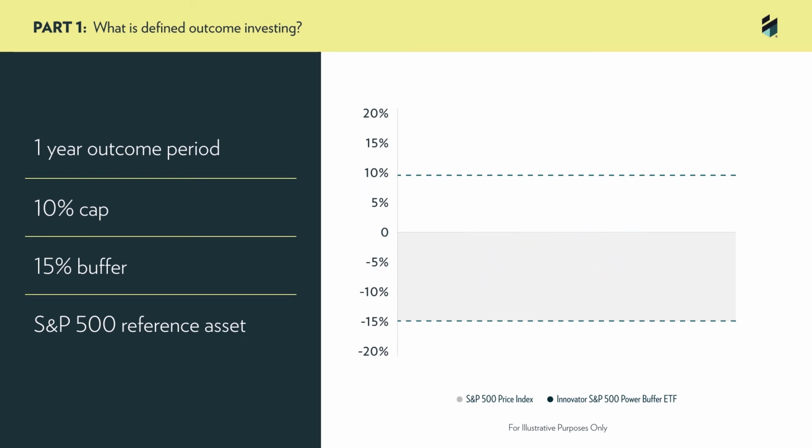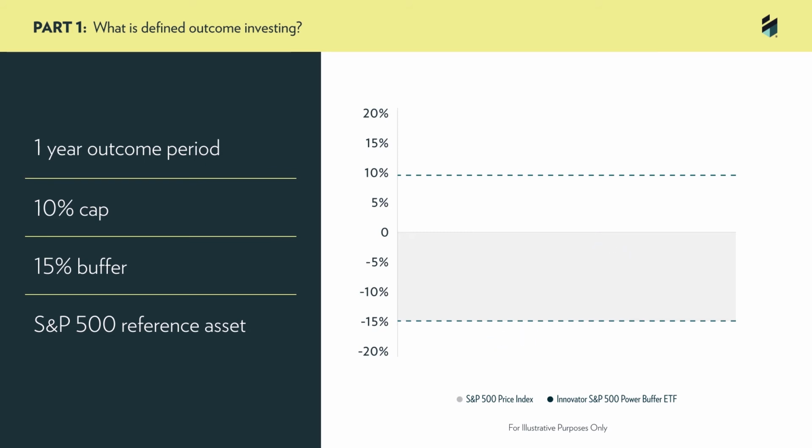In scenario 2, suppose the S&P 500 is down 12% at the end of the outcome period. In this instance, the 15% buffer would eliminate the defined outcome investment's participation in all 12% of the S&P 500's decline, leaving it with a return of 0%.